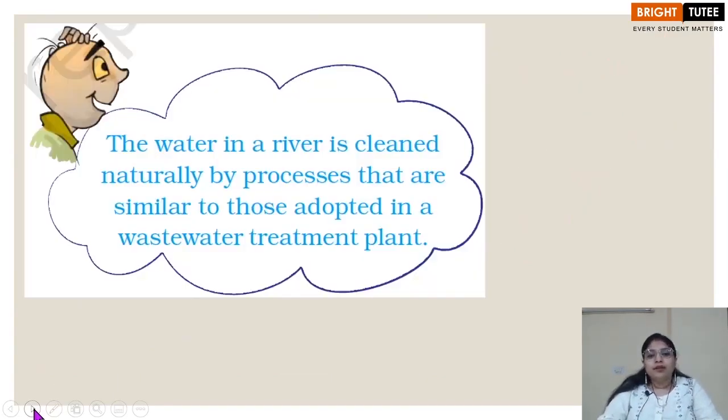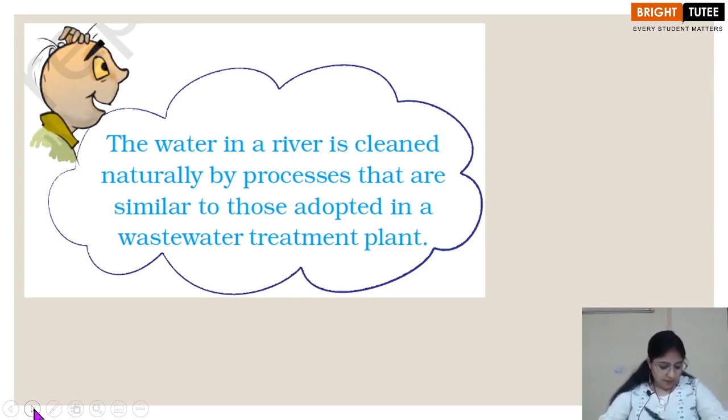Now, the water in a river is cleaned naturally by processes similar to those adopted in a wastewater treatment plant. Quite literally, this is the case because there are certain natural processes which help in cleaning up the water quite naturally, right? So we saw how the water was being cleaned in the case when there was only a little bit of cleaning left. We were releasing the water into the natural water bodies, and over there, the natural cleaning was taking place, right?